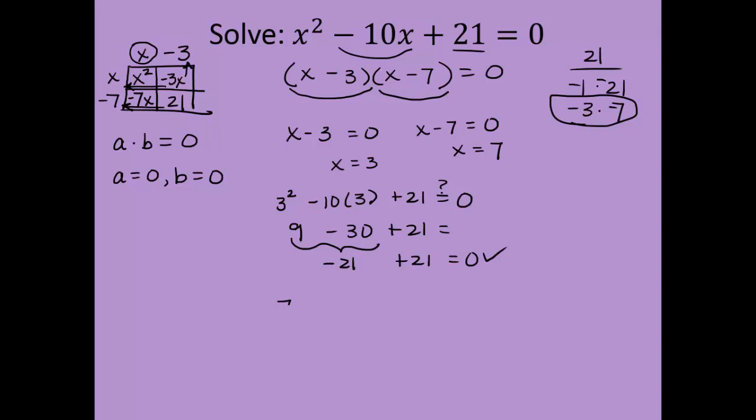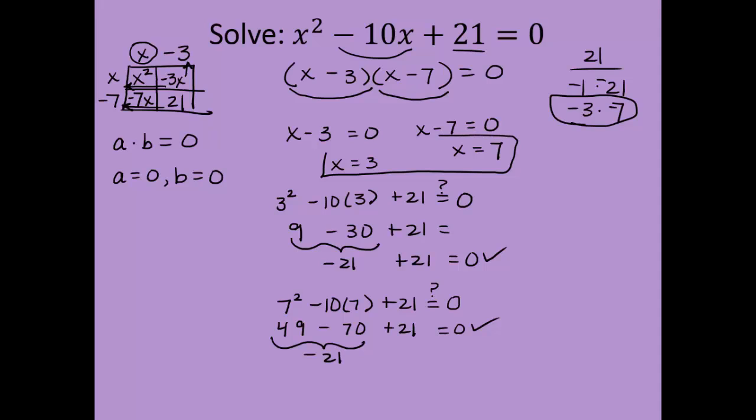Let's try 7. 7 squared minus 10 times 7 plus 21. Okay, that's 49 minus 70 plus 21. Does that equal 0? Well, this is negative 21. So again, that's going to equal 0. And those are both solutions. Make sure that you circle or box in your solution.